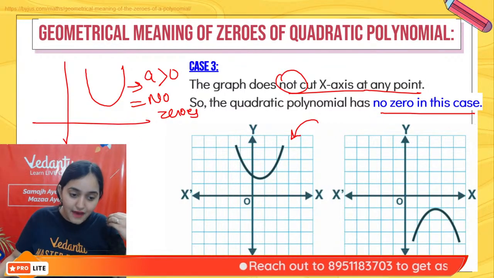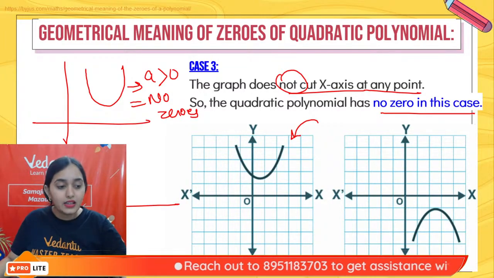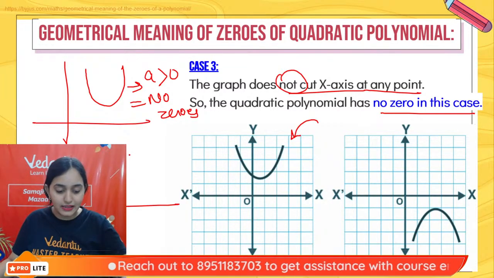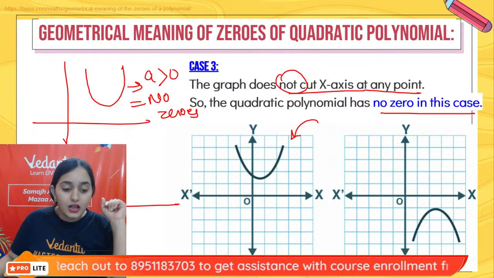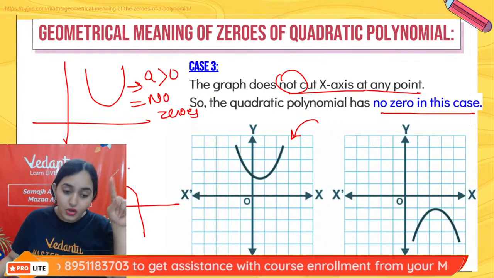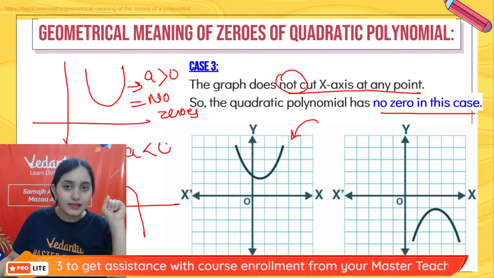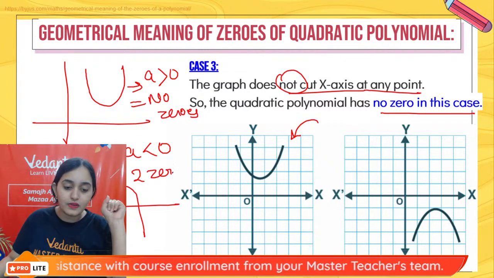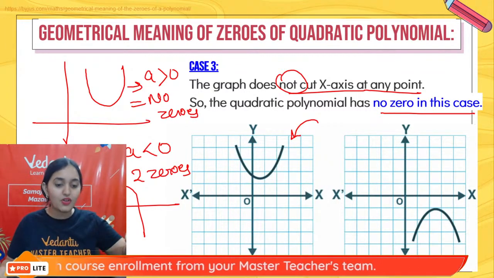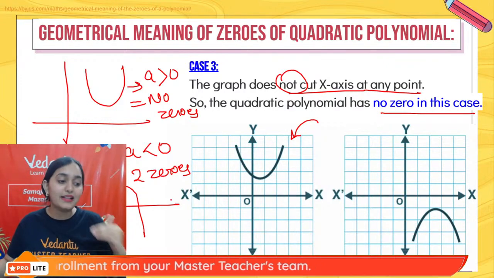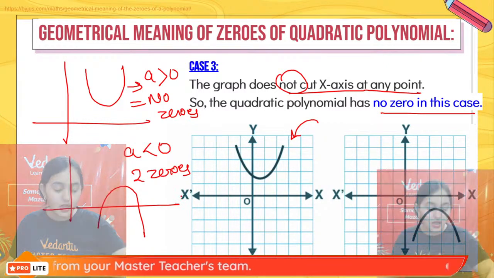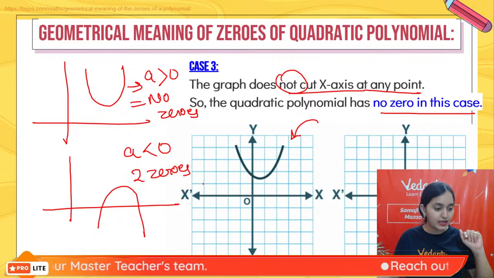Similarly, if you have a graph where the parabola is given like this and it is a downward parabola, so you know the a value is less than 0 and it is having two zeros. A value is less than 0 and it is having two distinct zeros. Two distinct zeros. Understood?